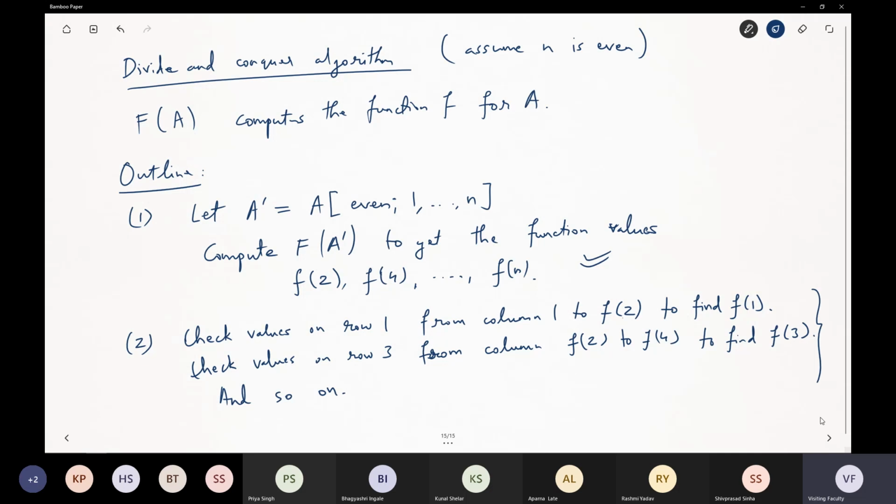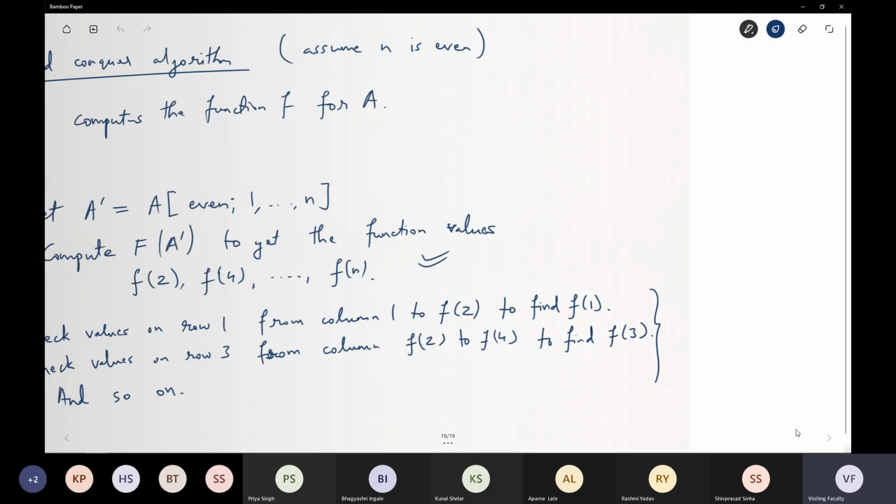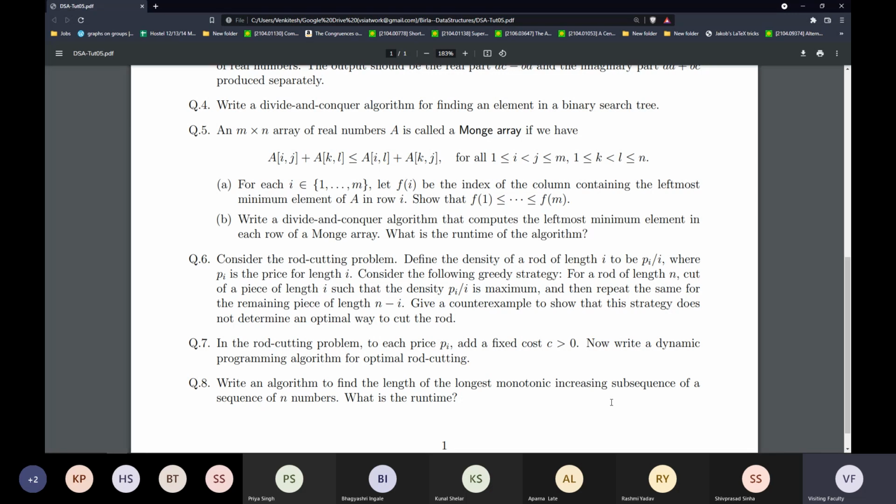So that is the solution. Now try writing this as an algorithm. You should go back and try writing this as an algorithm on your own.